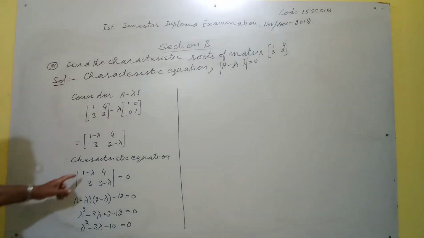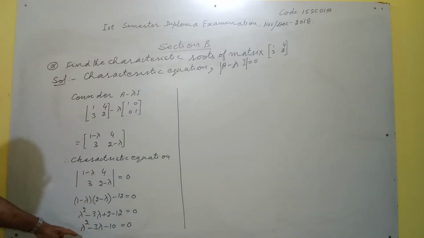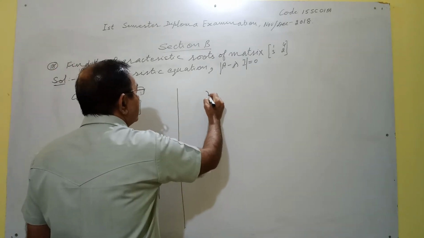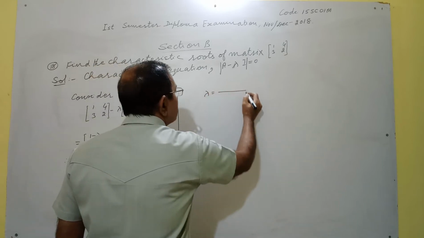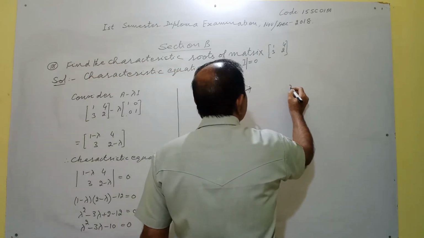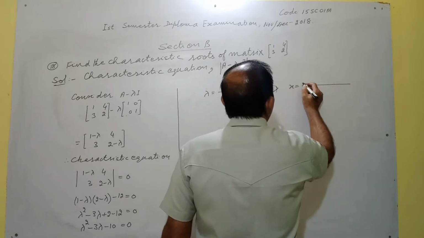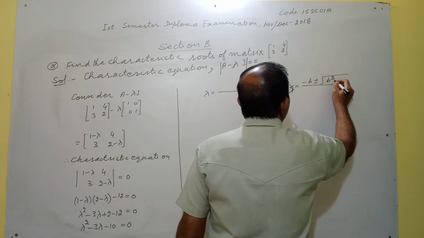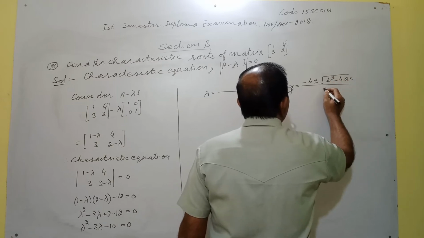So this is what we call a characteristic equation. We want to find the roots. Now solve it like a 10th standard equation, ax square minus bx plus c. Solve it like a quadratic equation. So you will get lambda equals, like the identity in 10th standard, x equals minus b plus minus square root of b square minus 4ac by 2a.